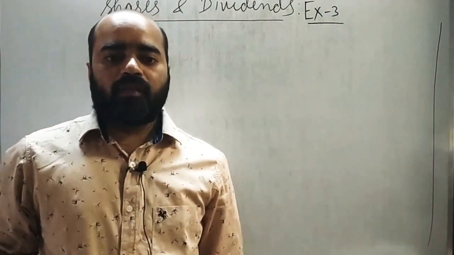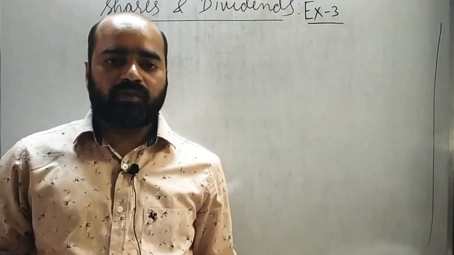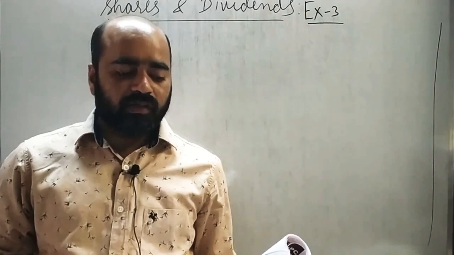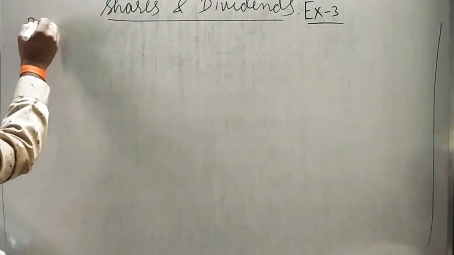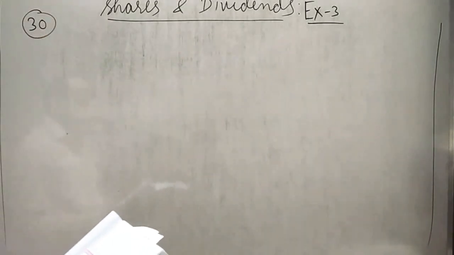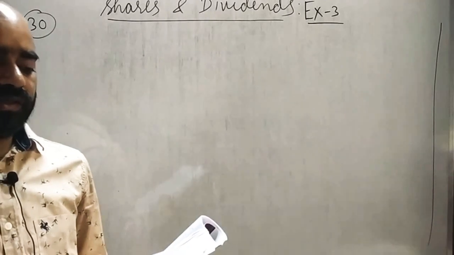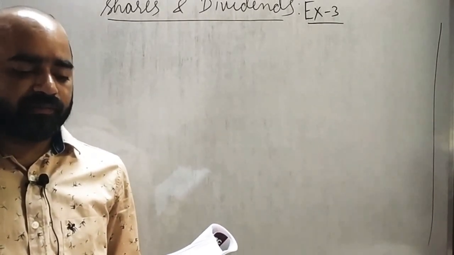Hello children, in the previous lecture we have completed up to question number 28. Now I'll be starting with question number 30. So question number 30, what is given? First line: sold some rupees 100 shares paying 10% dividend at a discount of 25%.